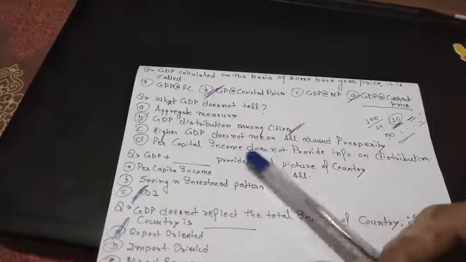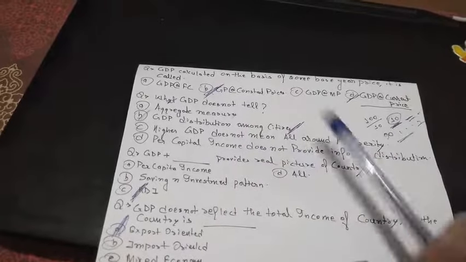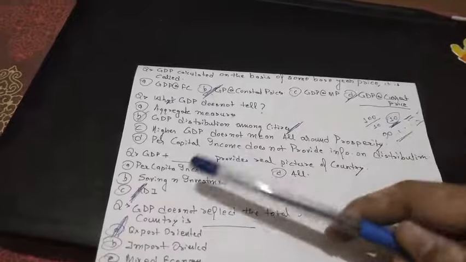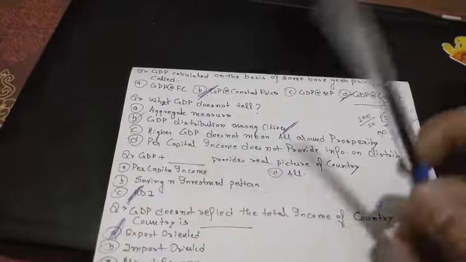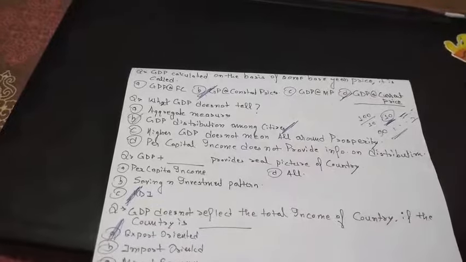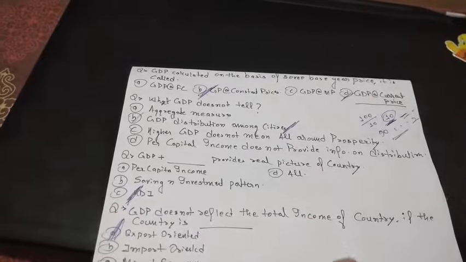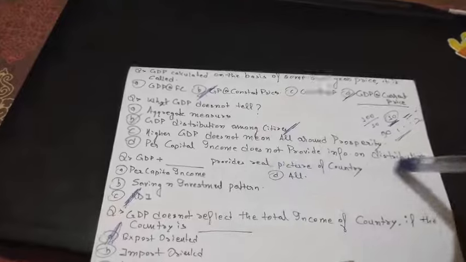See, higher GDP does not mean all-around prosperity. True, this statement is true. D, per capita income does not provide information on the distribution. Yes, D is also true. What is per capita income? The total GDP divided by the total population of the country is the per capita income. It does not provide information on the distribution.